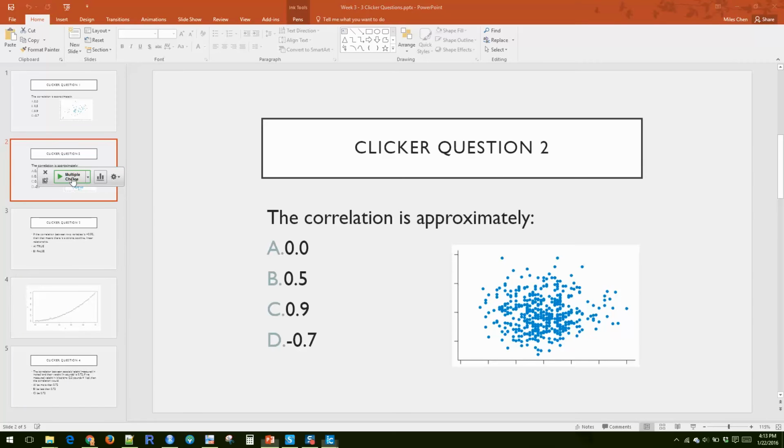All right, everybody get your free point here then. For this one, the correlation is approximately, okay. So click. Somebody clicked D. Who's doing that? All right, after you click, you can click the other one and it will change your answer.